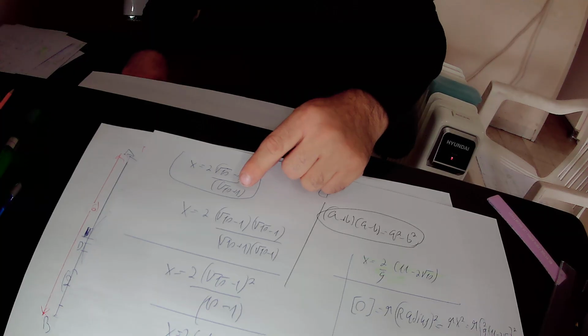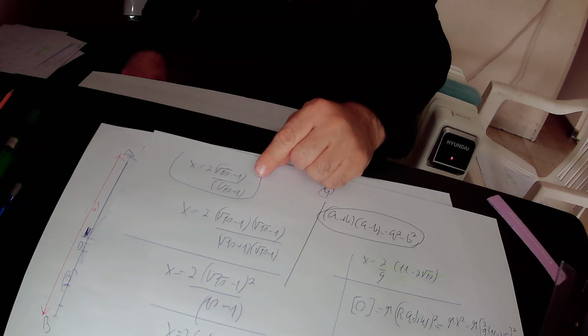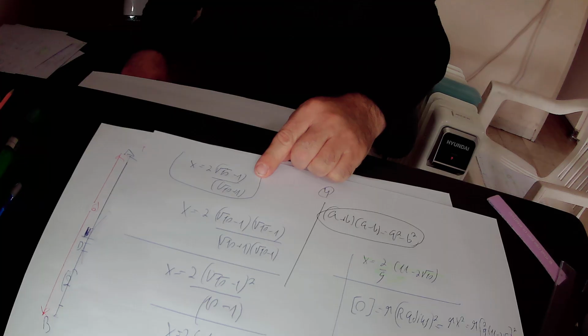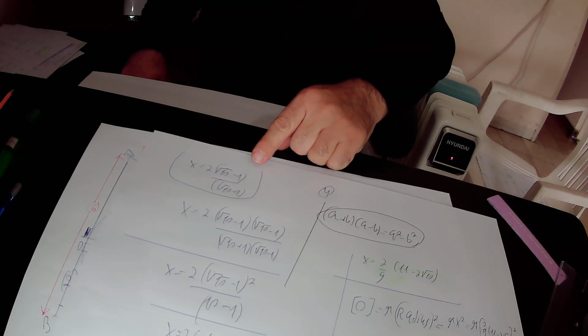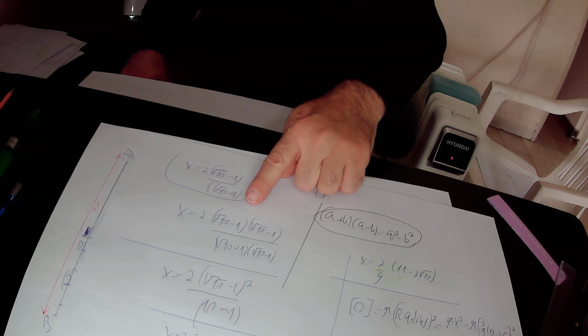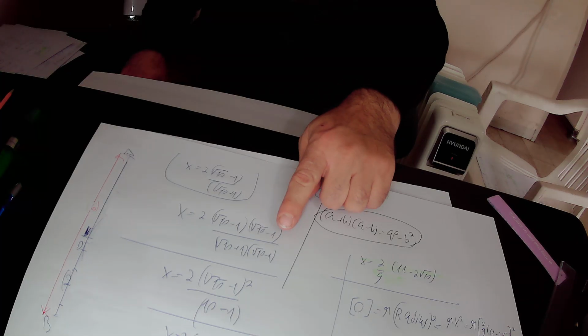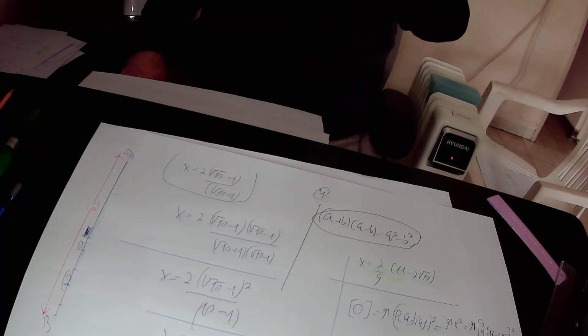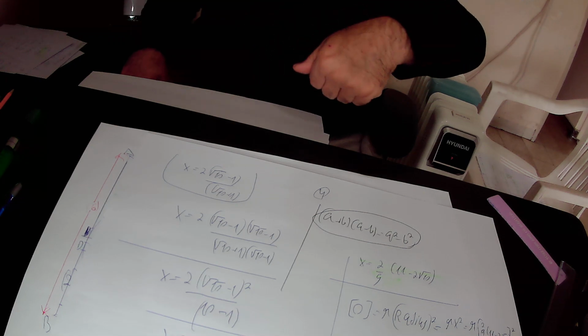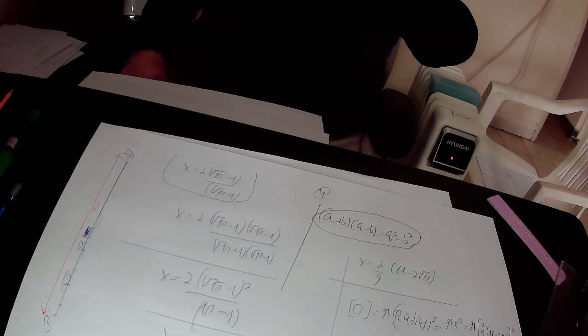Here we multiplied both the numerator and the denominator of this expression by square root of 10 minus 1. Yeah, multiply the numerator by square root of 10 minus 1 and the denominator by square root of 10 minus 1. This, of course, is allowable, since we can multiply anything by 1.